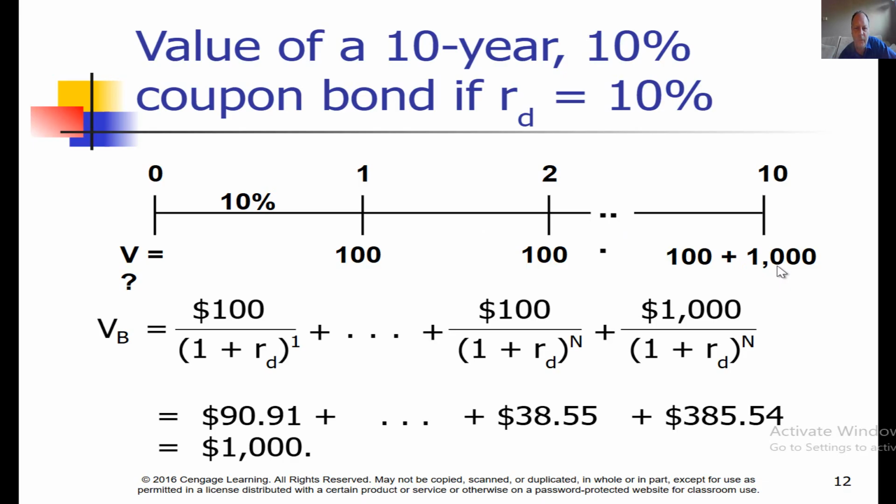We can confirm that this bond trades at par by discounting each of these payments. For example, 100 divided by 1.1 is about 91, and then you can do the second year, 100 divided by 1.1 squared, then 1.1 cubed, etc., and sum all of these payments, and you'll end up with $1,000.